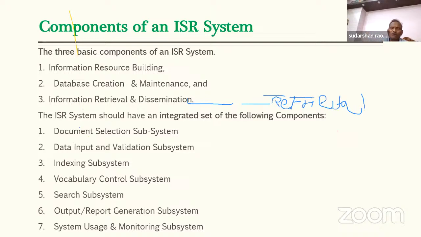Now there are three components. Now, a little more detail, when you really want to go into it. The first one is the document selection subsystem. How are you going to build a collection? You have to make the book selection, isn't it? Yes or no? You have to select the books.